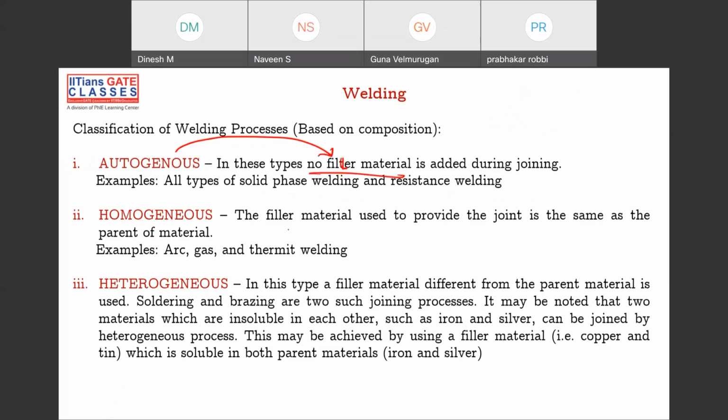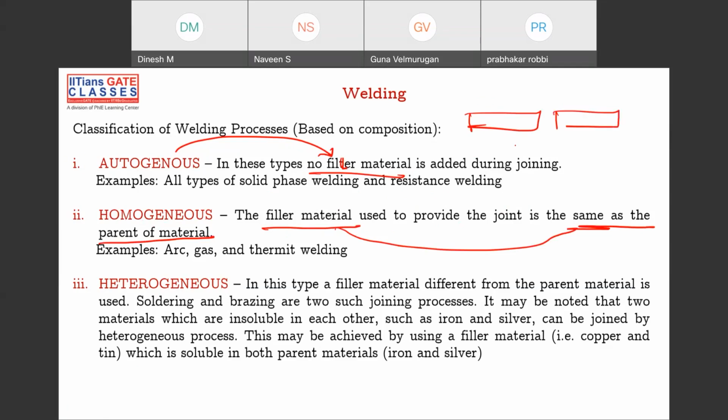And what is homogeneous welding? Obviously filler material is used, and this filler material that you're using is the same as the parent material. In the sense, if you're trying to join two plates of mild steel, let's say, the filler material that you're trying to add in between should also be mild steel. Same material. That's the reason why it's called homogeneous welding.